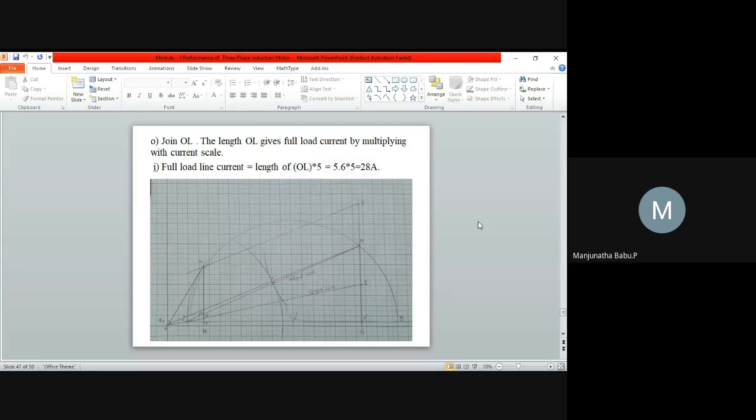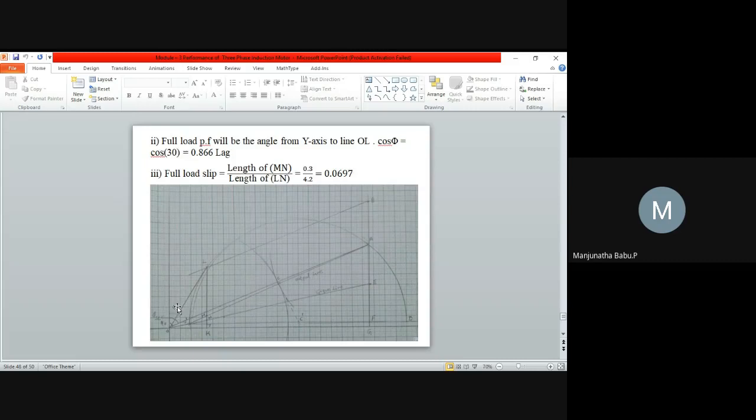So this is how you find the line current. Next, to find the power factor: what is the angle from the y-axis to line OL? Here angle phi, as you see in this slide, the full load power factor is cos phi, where phi is the angle from the y-axis to line OL. I am getting it as 30 degrees. Please check how much you are getting.